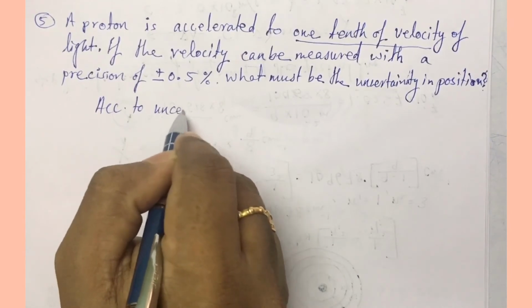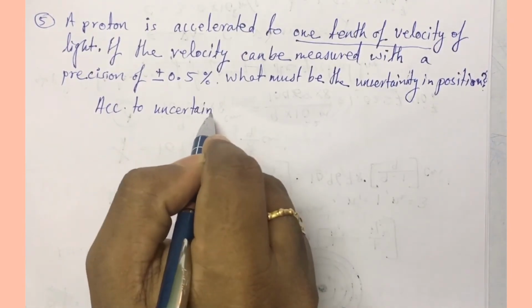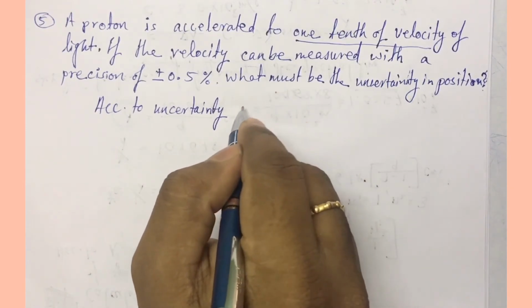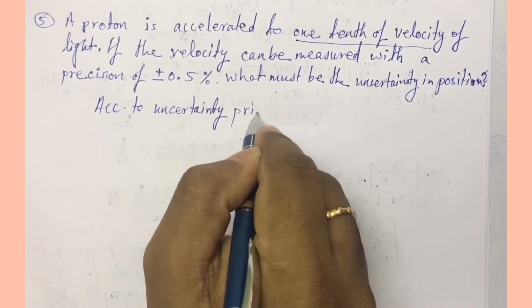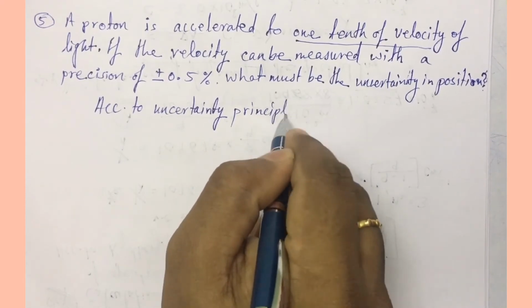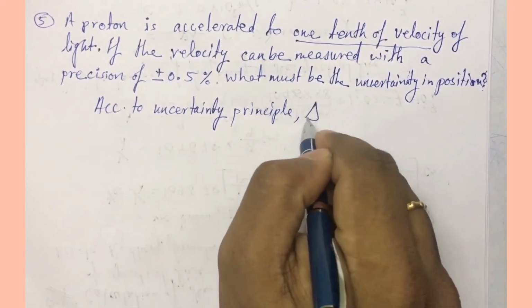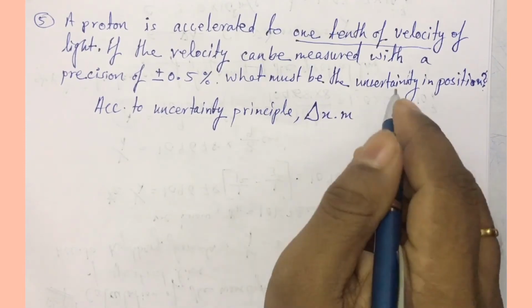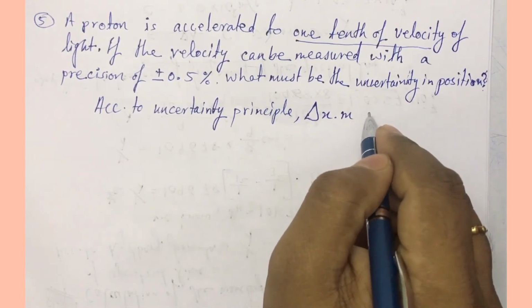So we know that according to the uncertainty principle given by Heisenberg, isn't it? According to the uncertainty principle, the position and momentum of a moving particle we cannot measure with absolute accuracy.